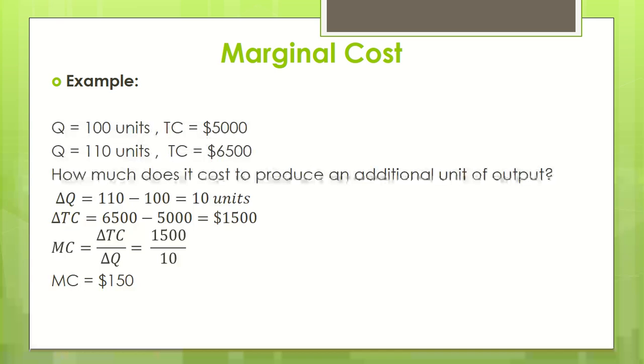So now what is the marginal cost in this case? As we have learned the formula for calculating the marginal cost, MC is equal to delta TC divided by delta Q. That means change in total cost divided by change in quantity. So here change in total cost is equal to 1500 as we have calculated, and change in Q is 10 units. So by dividing them we get $150, that is the marginal cost. So we can say that for producing 10 additional units of output, $150 are needed. That means the additional cost incurred in producing 10 more units is $150.